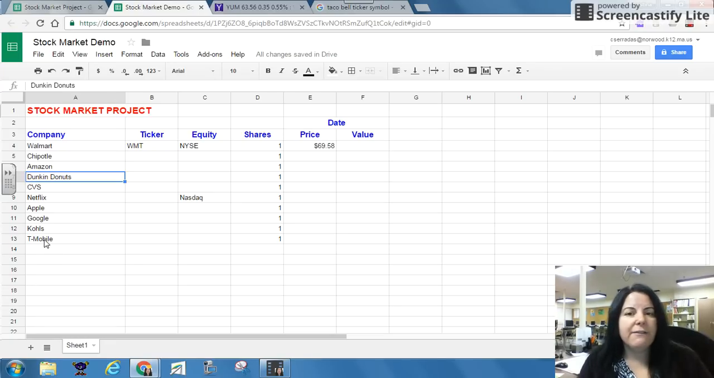I ask that you diversify, meaning picking companies from different industries. Don't just do restaurants, don't just do clothing stores, don't just do technology, because usually if one technology stock goes down, they all go down. So you want to spread your risk by having a mix of the companies.